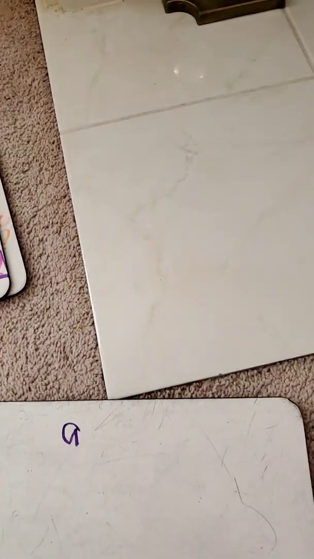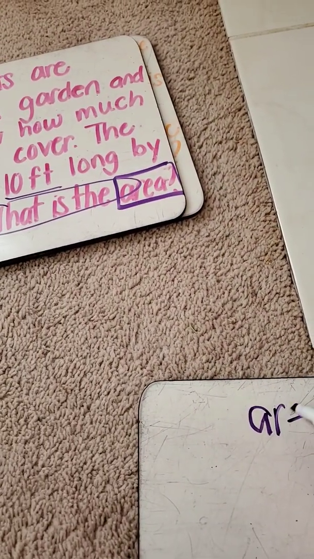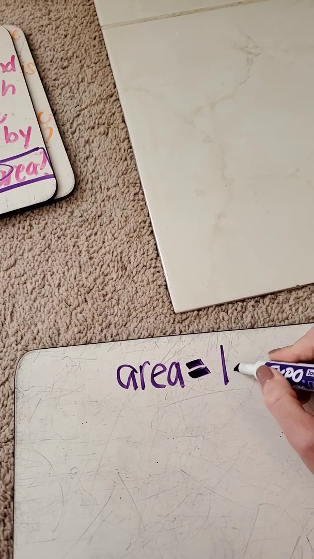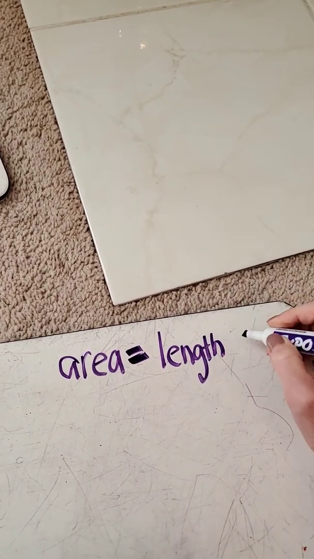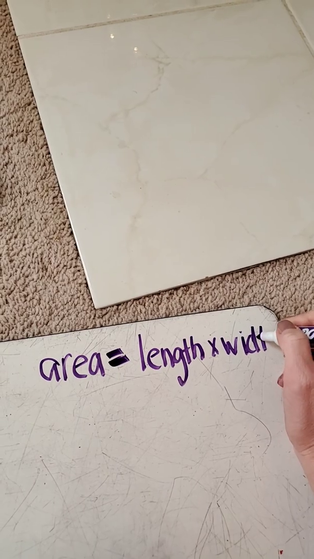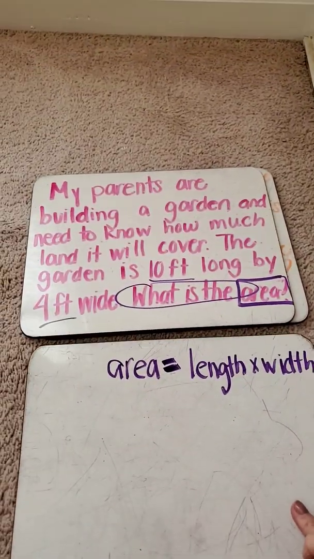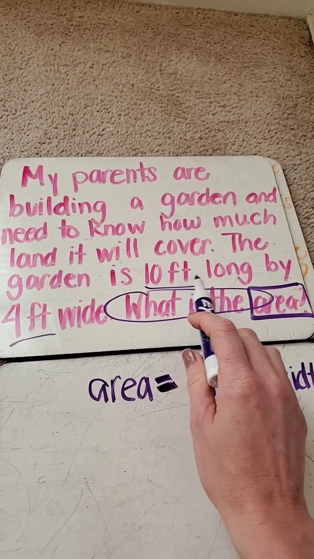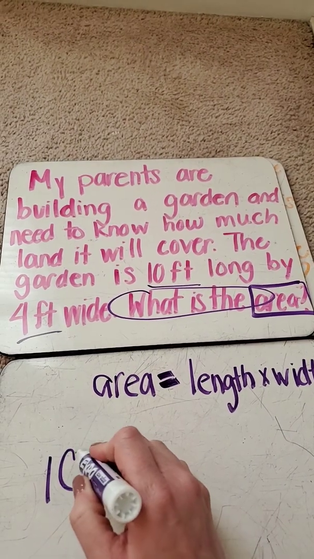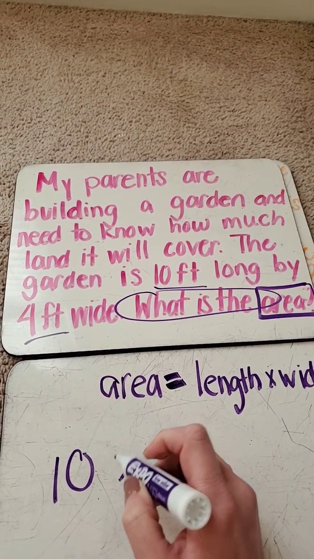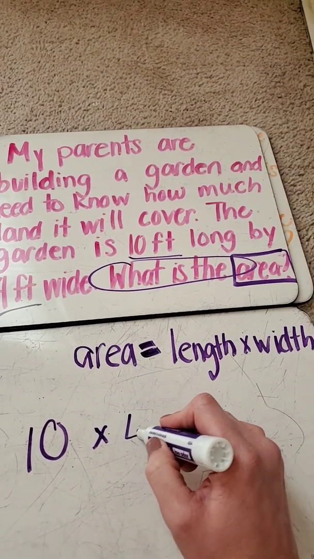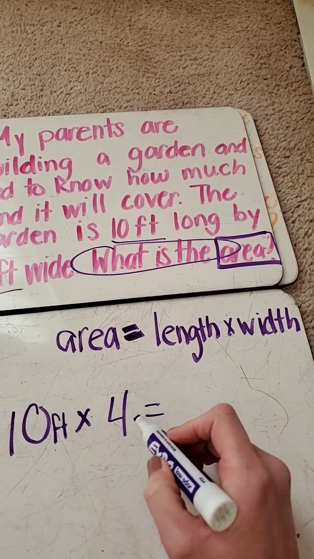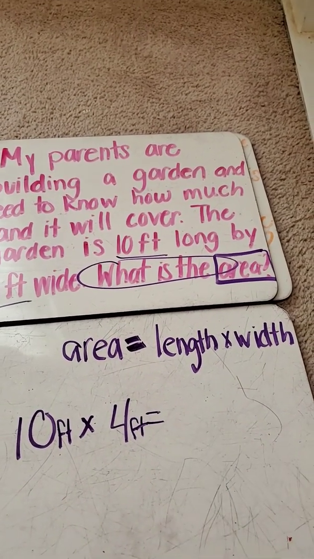Area equals the length times the width. If I know that it's 10 feet long, because it tells me right here, 10 feet long, I'm going to do 10 times 4 feet wide. Ooh, I can't forget feet. I'm measuring in feet. I need to include that.